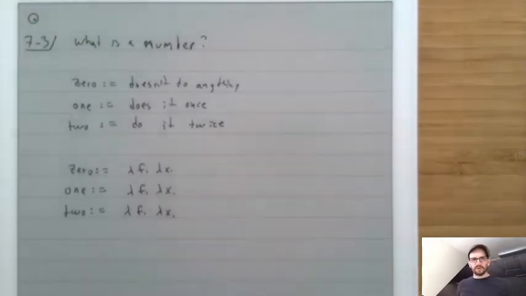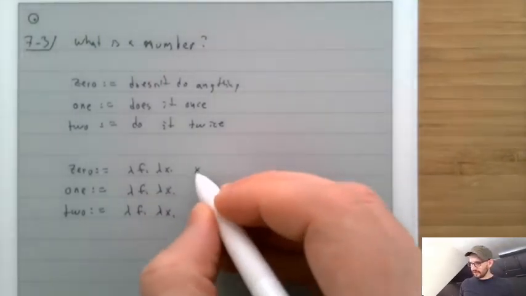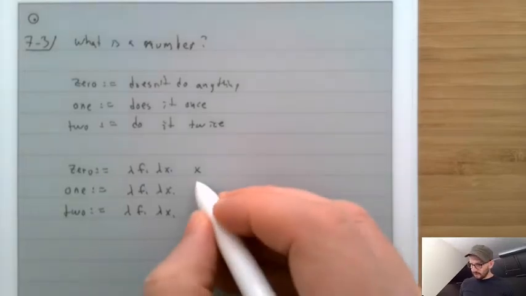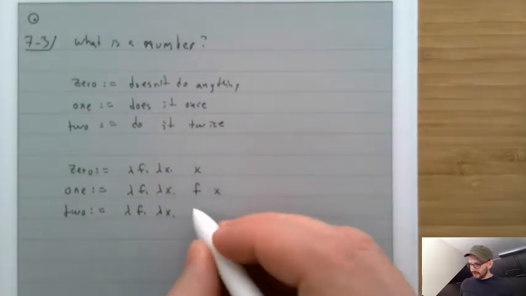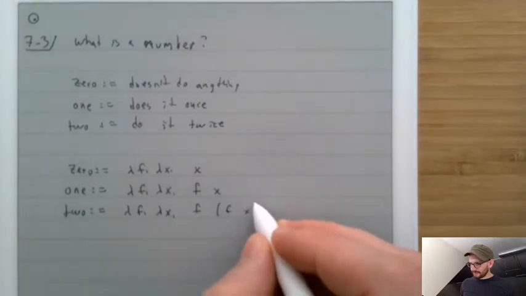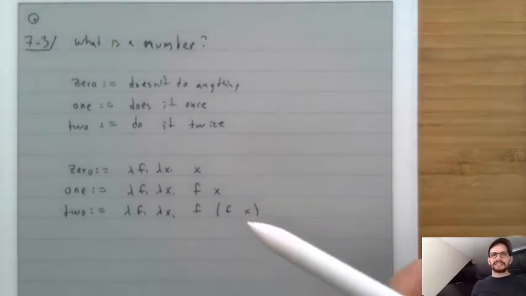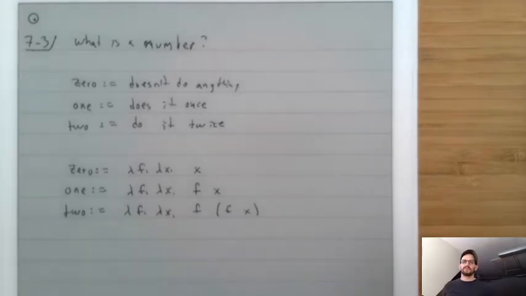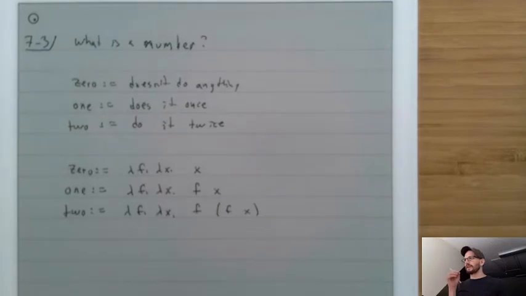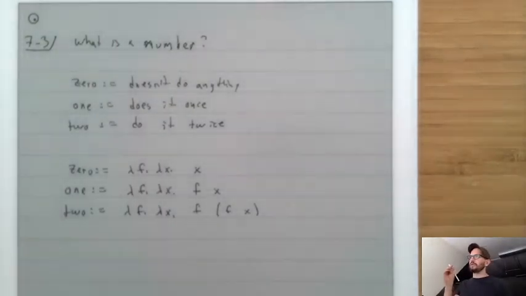So now 0 won't call the function at all, so it'll just return its argument, whereas 1 will call it one time, and 2 will call it twice. So this right here is a consistent way to think about what a number is. A number is an operation that's like something that's going to be applied in the future.